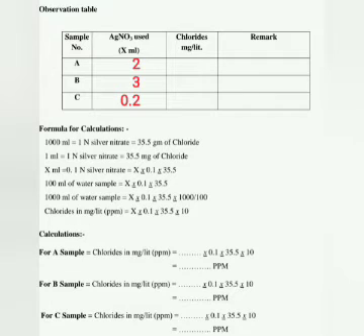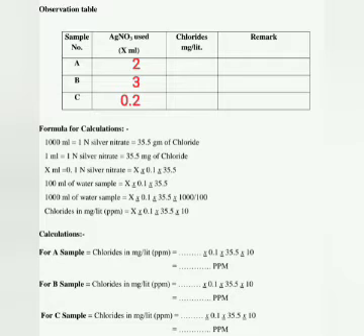For sample A, I require 2 ml of silver nitrate. For sample B, I use 3 ml of silver nitrate, and for sample C, 0.2 ml of silver nitrate is used. So in this way, after putting all the values in the observation table, we will have to use the formula which is given here for the calculation. When we add all the values in the formula, we will have the amount of chloride content present within the water.